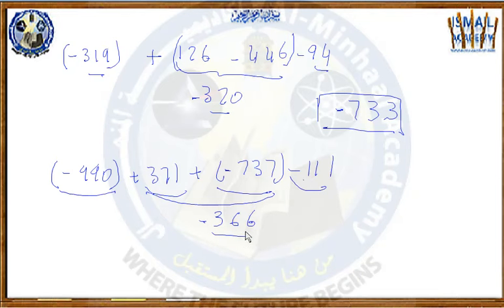So what do I do now? I add. So, you see? All of them are the same sign. So what do I do? Same sign, what do I do? I subtract.